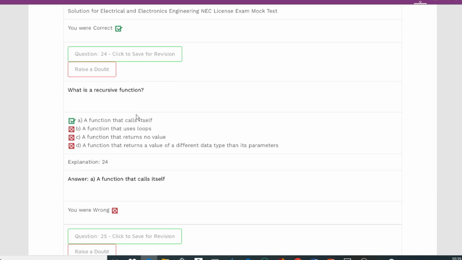Now what are recursive functions? As you all know, a recursive function is a function that calls itself. So a recursive function is a function that calls itself. So here option A is correct.